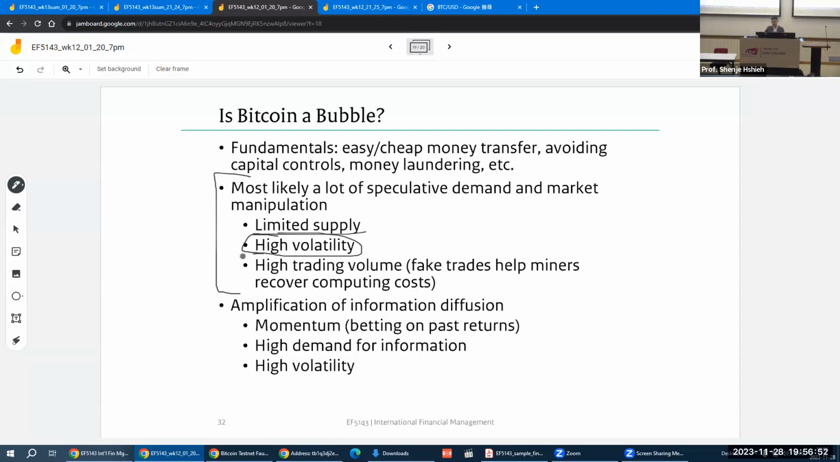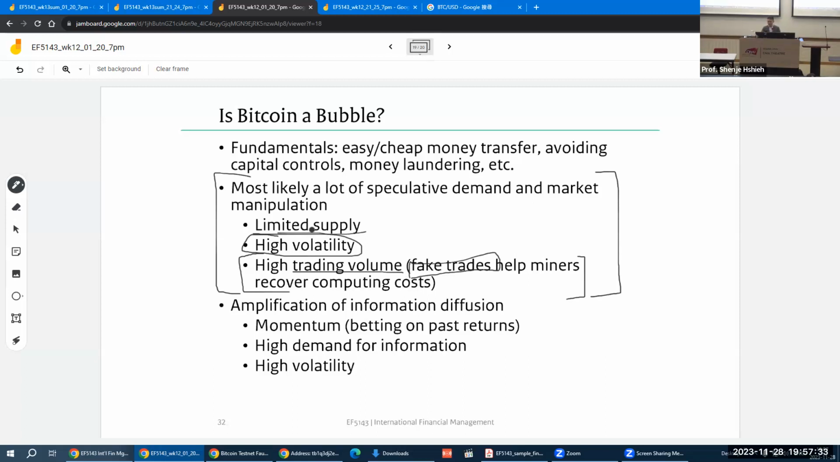And high amount of trading volume. So this high trading volume doesn't necessarily mean it's a bubble, but for new assets like Bitcoin, this can be problematic because it's possible that exchanges create fake trades to attract attention. So I wouldn't be surprised if Binance had this problem, in which they had fake trades to attract people to buy and sell Bitcoin on their platform.